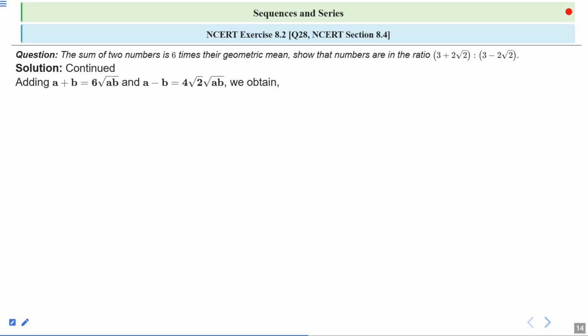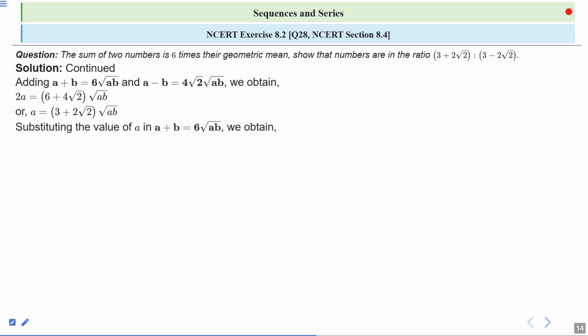So if we add, a plus b is 6 times root AB and a minus b equal to 4 times root 2 times square root of AB. Then what you will get? Then we will obtain 2 times a is equal to 6 plus 4 times root 2 times square root of AB. So you will get a equal to 3 plus 2 times root 2 times square root of AB.